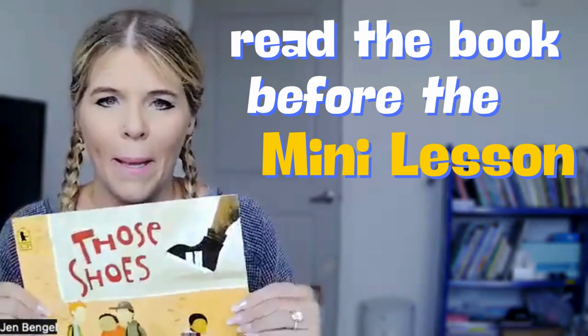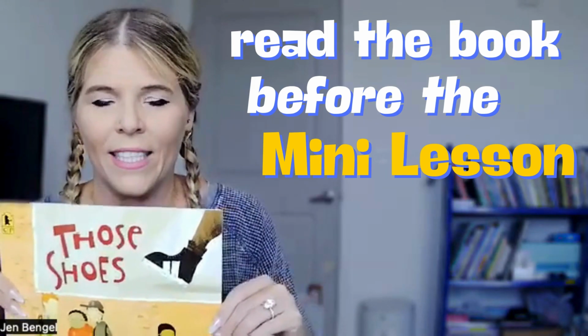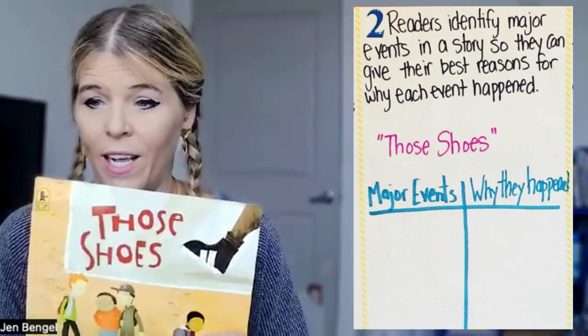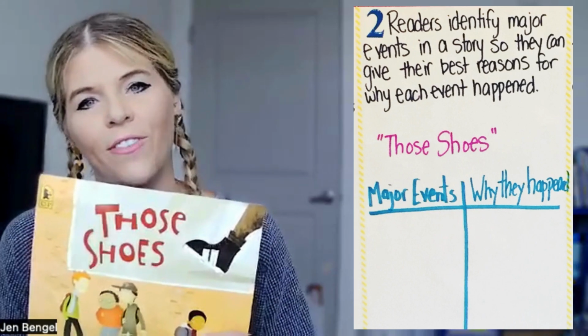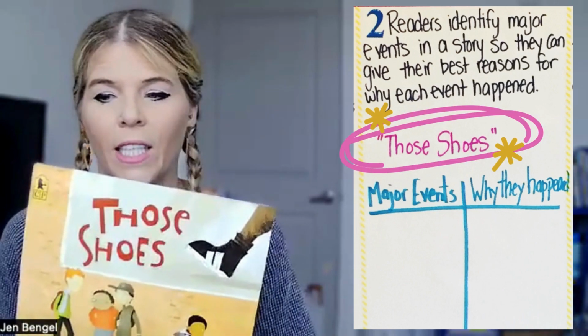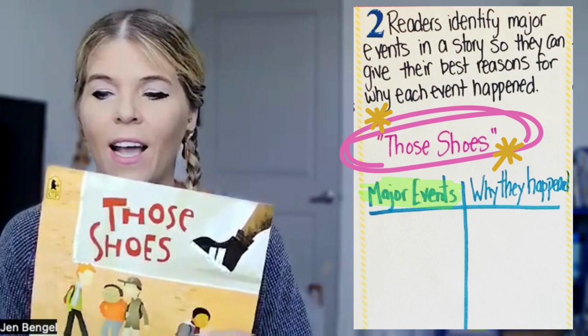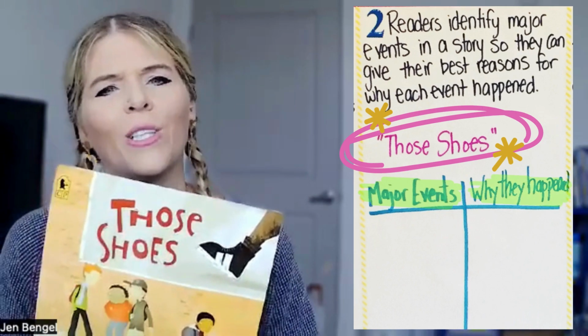And then my mini lesson statement for this book that I would use to teach cause and effect is: Readers identify major events in a story so they can give their best reasons for why they think each event happened. And again, I'd make another T chart and I'd put Those Shoes as the title. And then I would put on one side of the T chart major events and then on the other side why they happened. So we're really pulling our thinking out here.